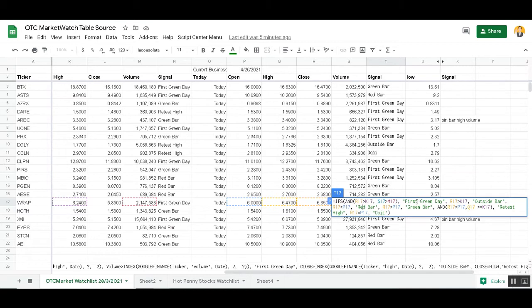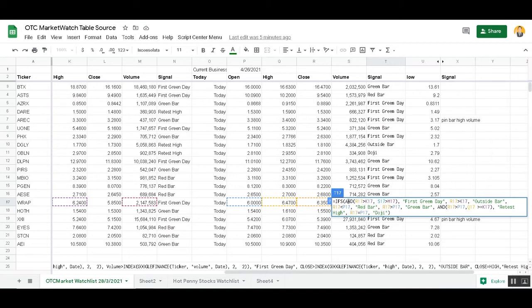Okay, let's go to the complicated one. First green day. Remember, a first green day means it's a bullish engulfing candle. That means the current closing price is much higher than the high of the previous day. On top of that, the trading volume of the current day is more than the trading volume on the previous day. So I had to make some adjustment and calculation to make sure that these two are set before I set out another new condition.